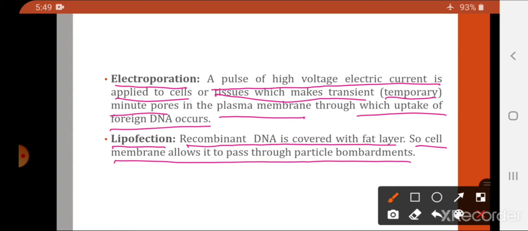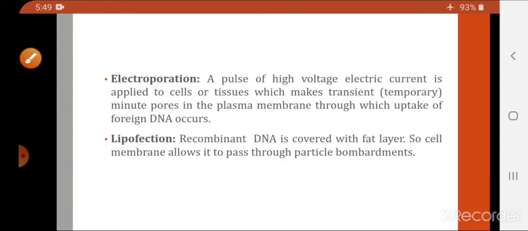What do we have to do? LIPOFECTION. DNA is what kind of molecule? It is hydrophilic, right? Now what do we have to do? We have to coat the DNA molecule with a fat layer. Now as DNA gets coated with the fat layer, what happens? It becomes hydrophobic, and then this hydrophobic molecule will enter inside the cell. So these are the various ways through which the recombinant DNA can be inserted into the host cell.